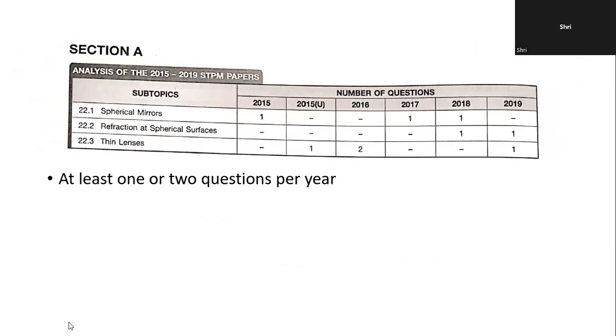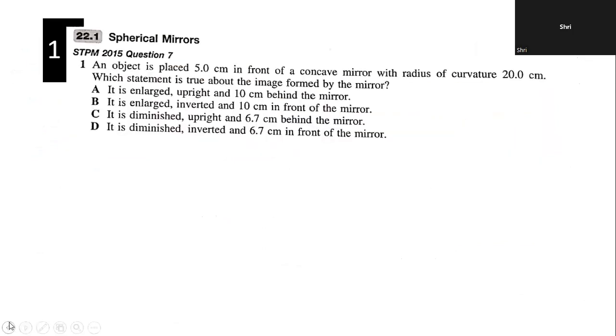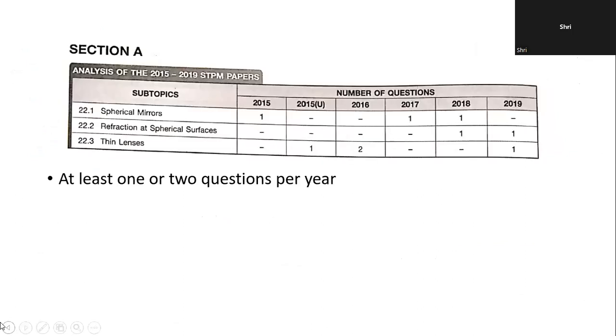Okay. Sorry. Right? Sometimes it comes out 3 questions. Usually it's 2 only, sometimes 1. Not popular lah. Can't predict anything. At least 1 or 2 questions per year. Can't predict anything here. Right? Most years you will come out at least 1 or 2 questions.